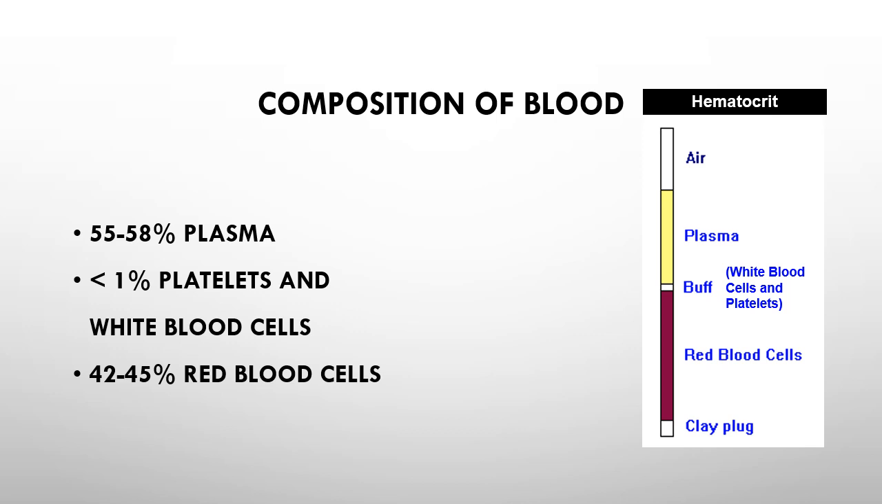And so the majority of the total component of blood is either plasma or red blood cells, with a very small portion of it being in this buffy coat, where we have the rest of our white blood cells, the platelets, so the rest of our formed elements that we find within the blood itself.